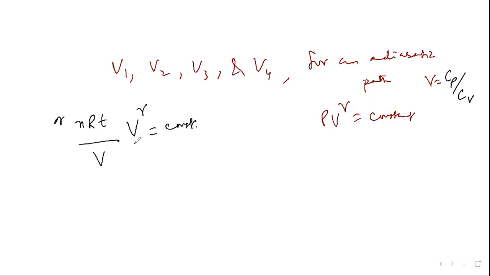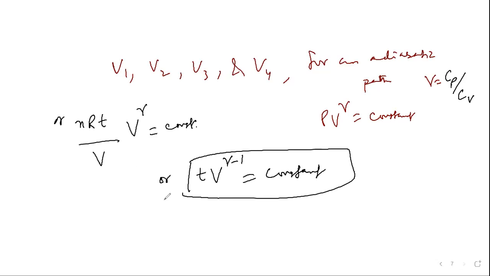PV raised to gamma is constant. P is replaced by nRT by V, so it's nRT by V raised to gamma, or I can write TV raised to gamma minus 1 is constant, because nR is also constant. So this is for an ideal gas when it undergoes an adiabatic process. This nR I have absorbed in this constant. TV raised to gamma minus 1 is constant.